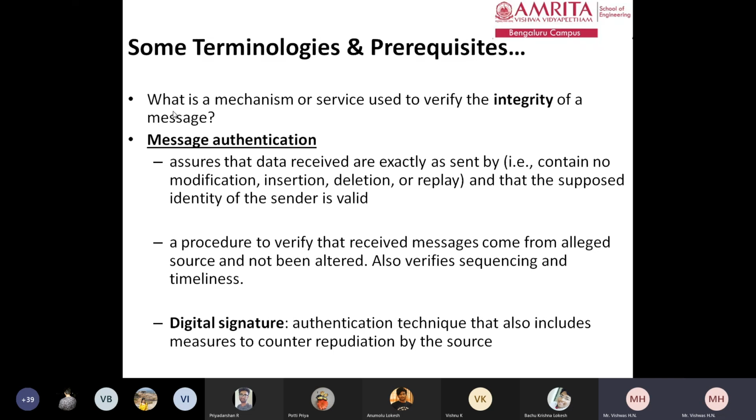Okay, so it is a procedure to verify that received messages come from the alleged sources and have not been altered. It also verifies sequencing and timeliness. Basically, I told you already about authentication. Don't worry about the second point. What are digital signatures? An authentication technique that also includes measures to counter repudiation by the source. That is a digital signature.